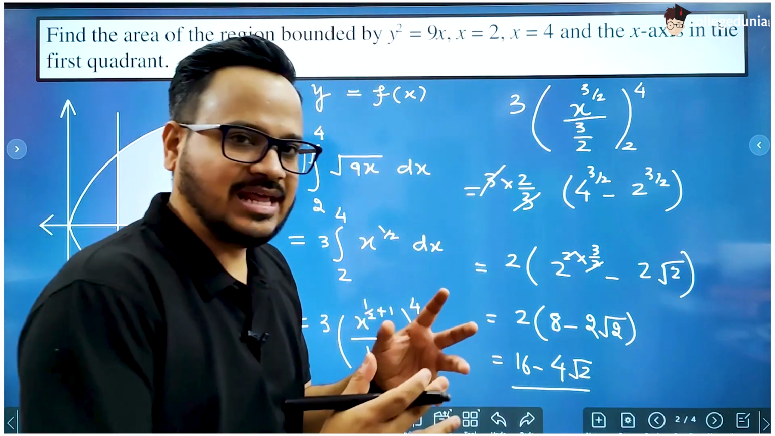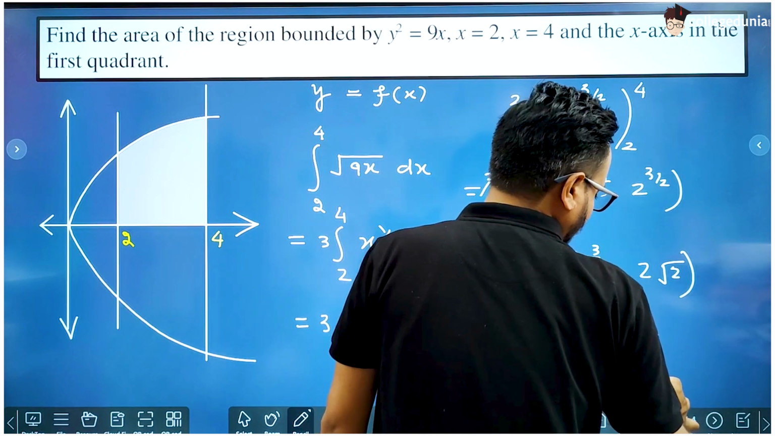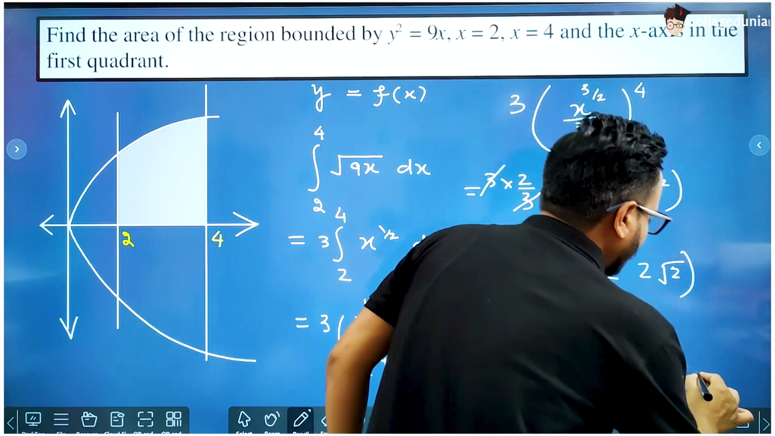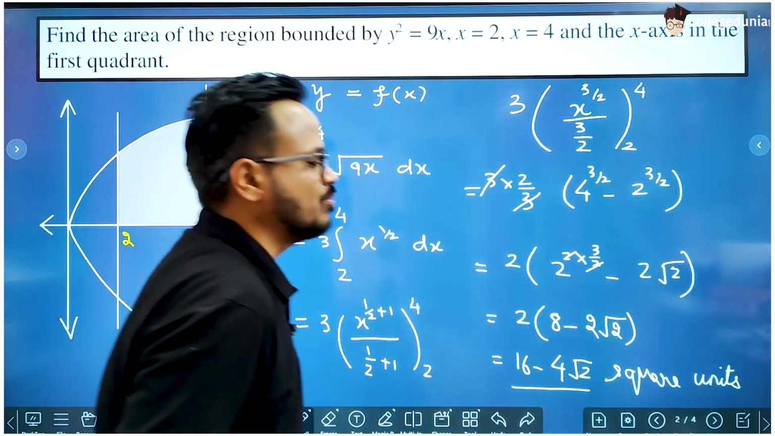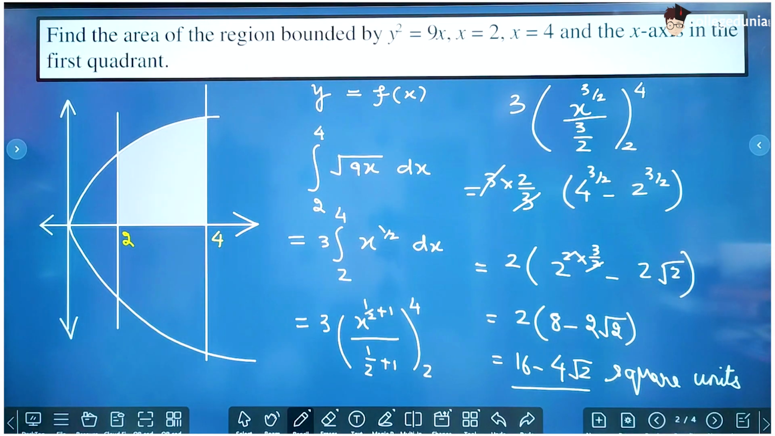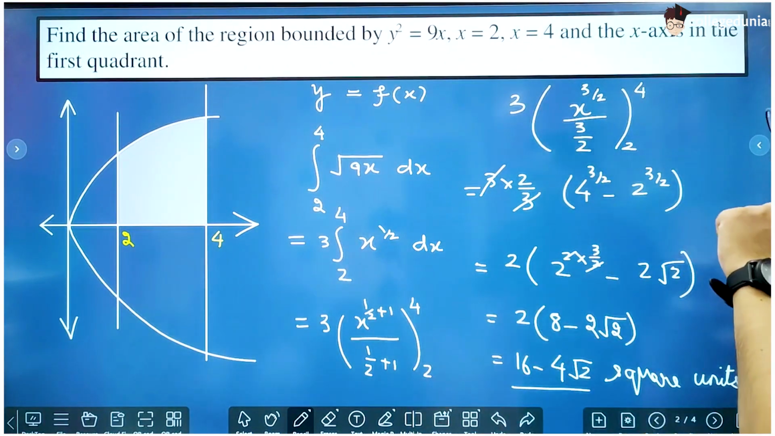And since this is area, you will write square units with this, because area is always in square units, whether it is meter square, centimeter square, millimeter square or anything else, but it is always in square units, right?